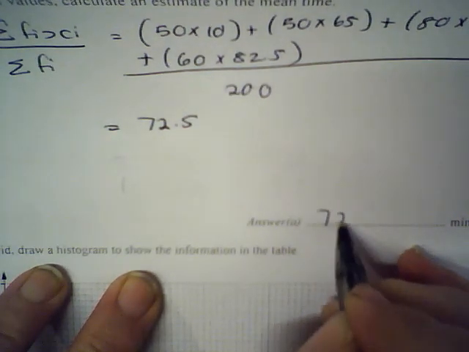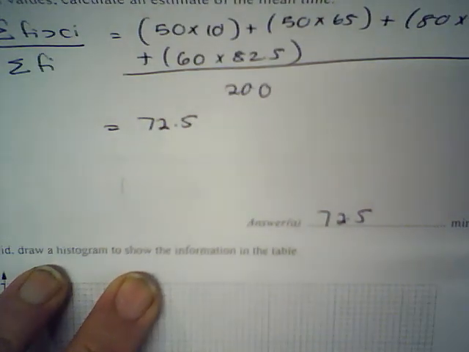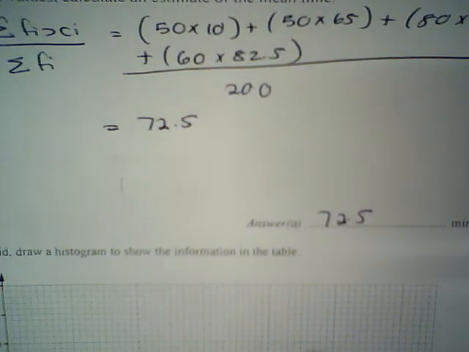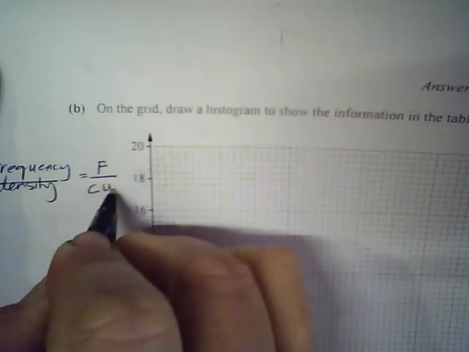So 72.5 would be our mid-interval value or our estimated mean. Okay, on the grid, draw the histogram to show the information in the table. And there we have a frequency density graph. And what do we know about frequency density? Okay, I'm just going to write it down here. Frequency density equals frequency divided by my class width.